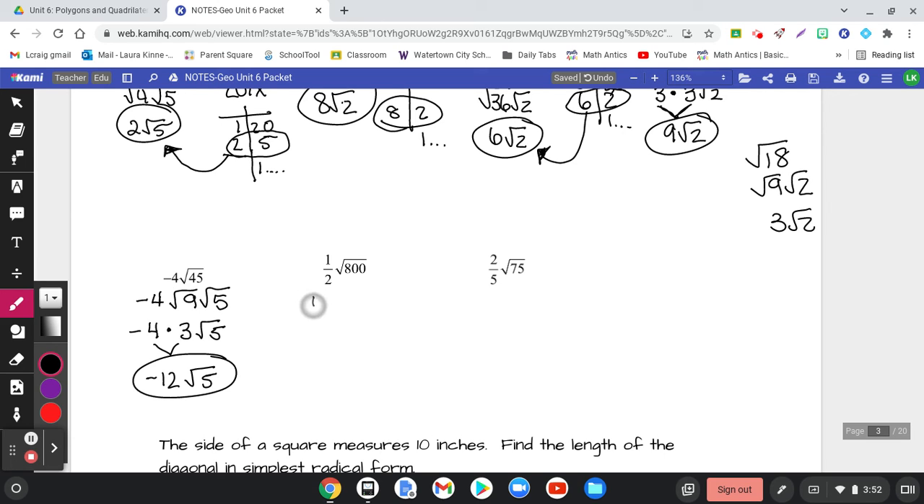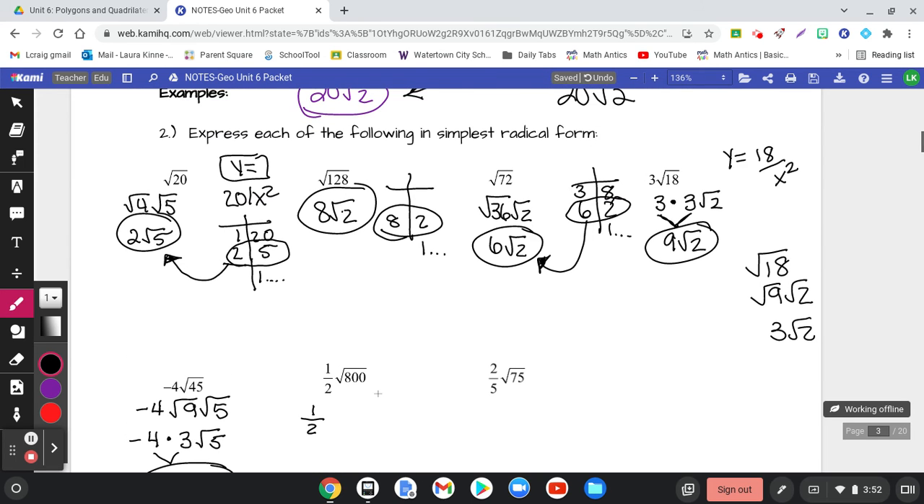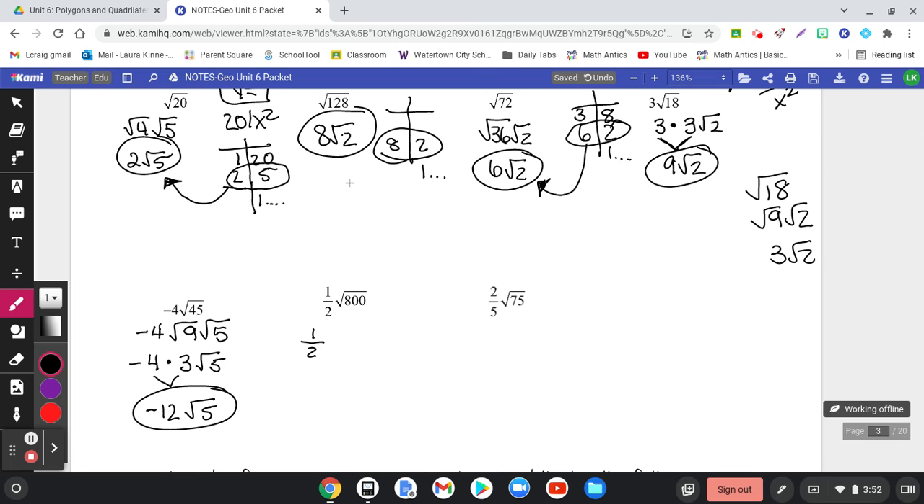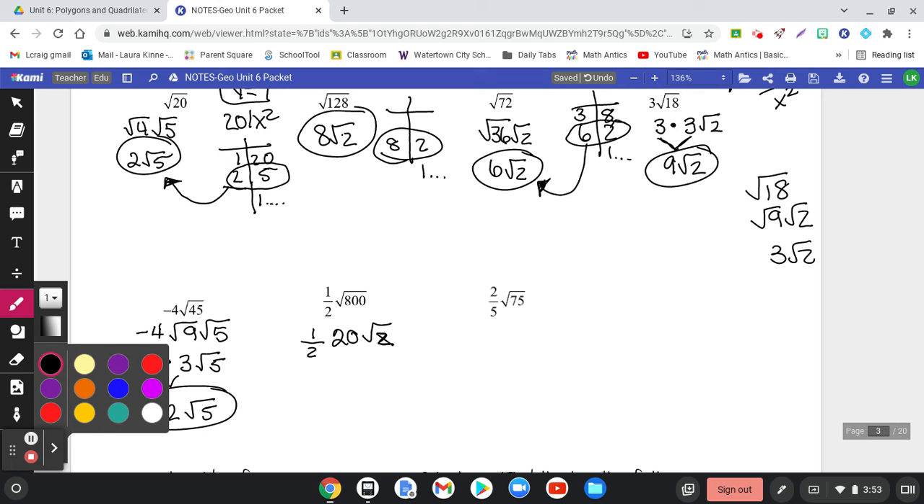So whatever we get for this one, we're going to multiply it by a half. We already did 800, so why don't we cheat? It's up here. 20 radical 2. So half of 20 radical 2 is 10 radical 2.